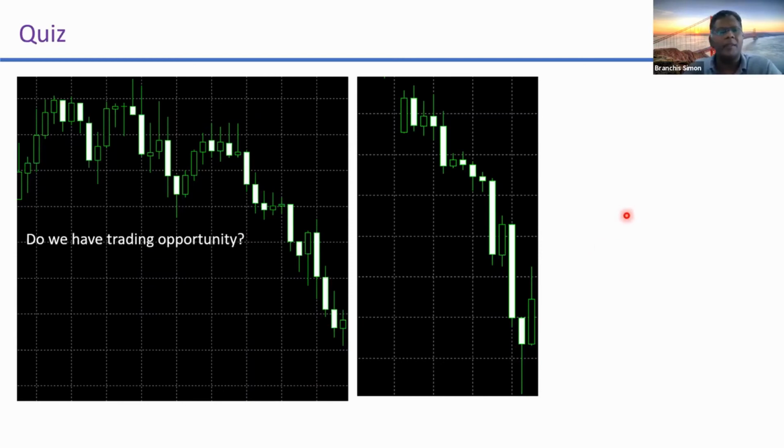Yeah. Okay. So here, if you look at this chart again, do you have trading opportunity here? Just look at this chart. Are we able to take any trade here? Probably yes, here, right? This is kind of a resistance level. So you can take your trade here.